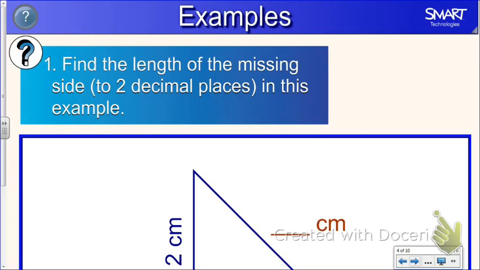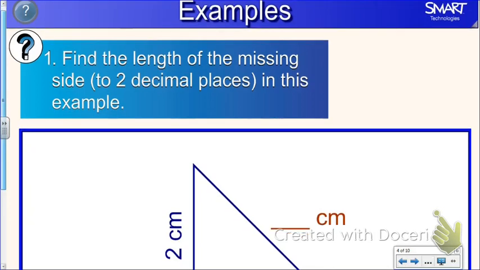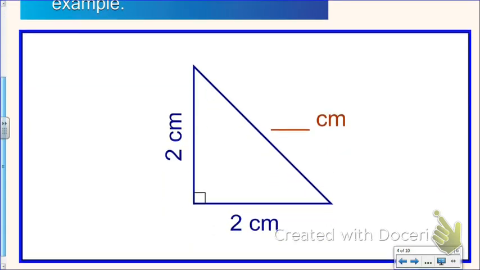Okay, here's another example. Find the length of the missing side. Oh, in this case it does say to 2 decimal places in this example. Okay, so we've got the 2 and the 2. First we need to determine whether the 2 and the 2 are the A, the B, or the C. And so remember the legs are A and B. So in this case I'm going to call the side with the 2 on the left A. I'm going to call the bottom B. And so I'm looking for side C.